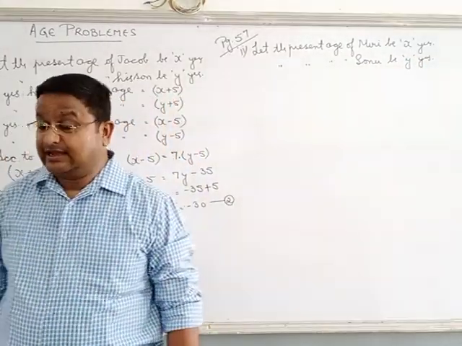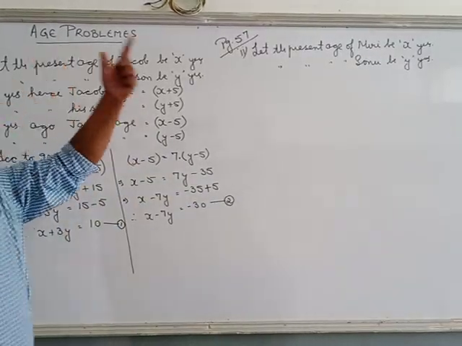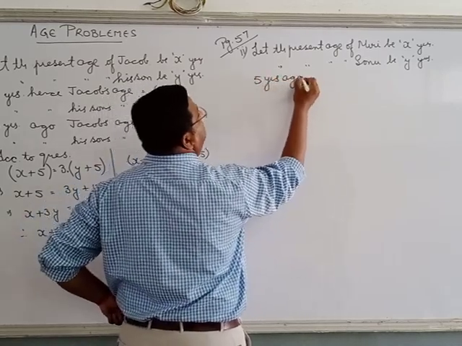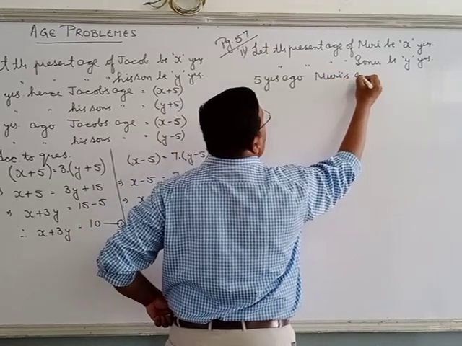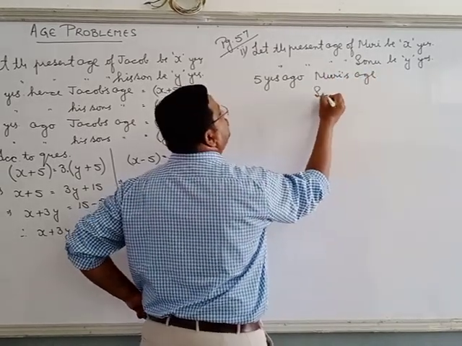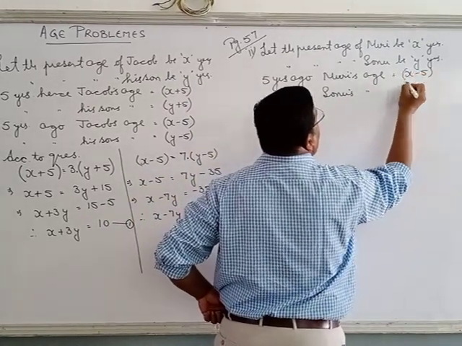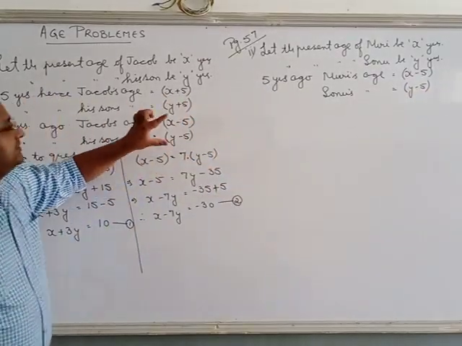Again, present ages x and y. Then what are the conditions? 5 years ago and 10 years later. So 5 years ago, Nuri's age and Sonu's age are x minus 5 and y minus 5. I hope it is clear now. Same thing is done over here.